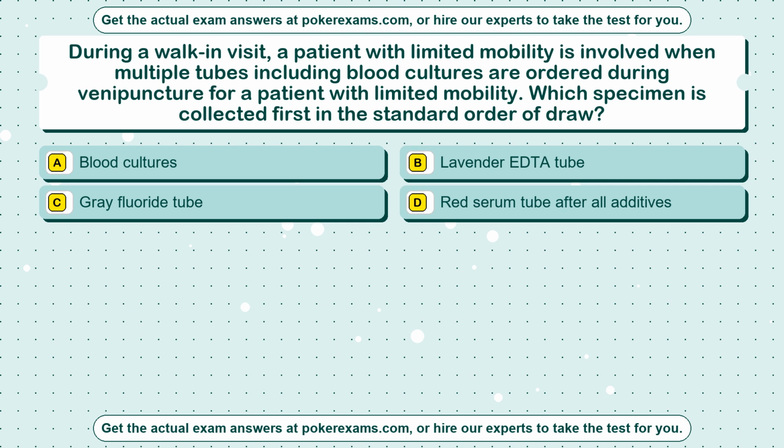Question 21. During a walk-in visit, a patient with limited mobility is involved when multiple tubes including blood cultures are ordered during venipuncture for a patient with limited mobility. Which specimen is collected first in the standard order of draw?